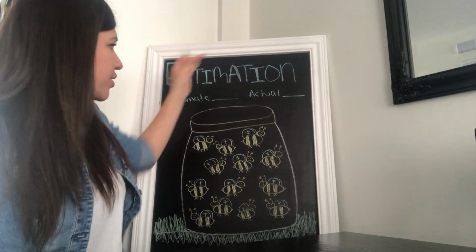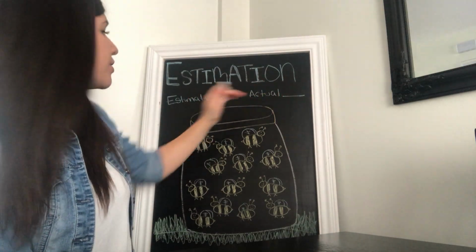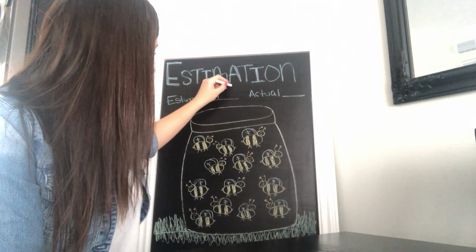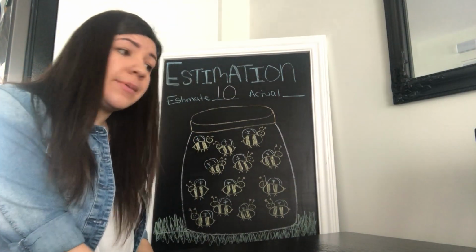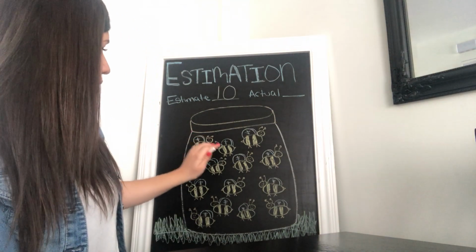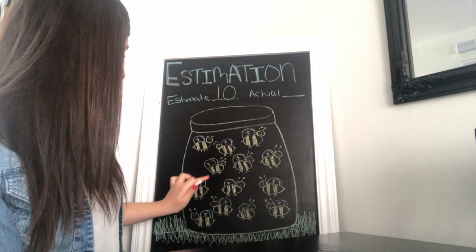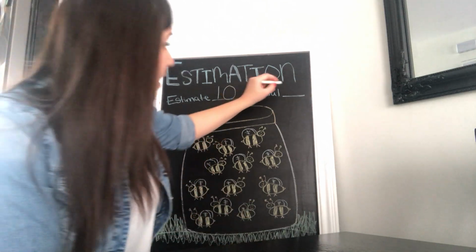So on Seesaw, you're actually gonna get a page that looks like this and you're gonna write your estimate and then the actual number. So for example, I said there's about 10 bumblebees, so I'm gonna put 10 right here. And now I'm gonna count and see how many bumblebees are actually in the jar. 1, 2, 3, 4, 5, 6, 7, 8, 9, 10, 11, 12, 13.